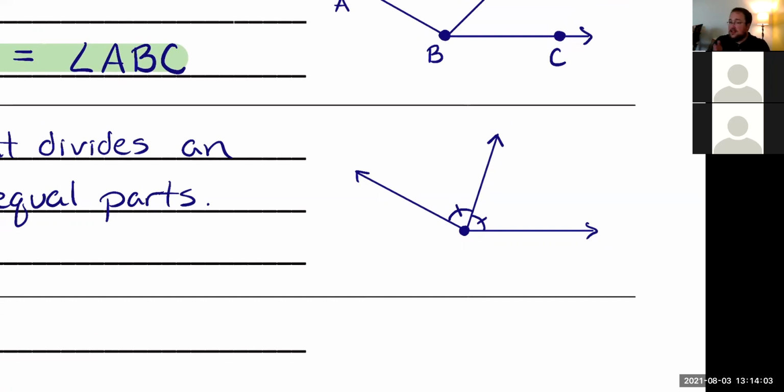So in this case here, those symbols, if we're doubting my drawing capabilities, which I would, is telling me that it is intended that those two measures are congruent, which means that ray there that's between the other two rays is considered an angle bisector. It is bisecting or cutting in half the large angle.